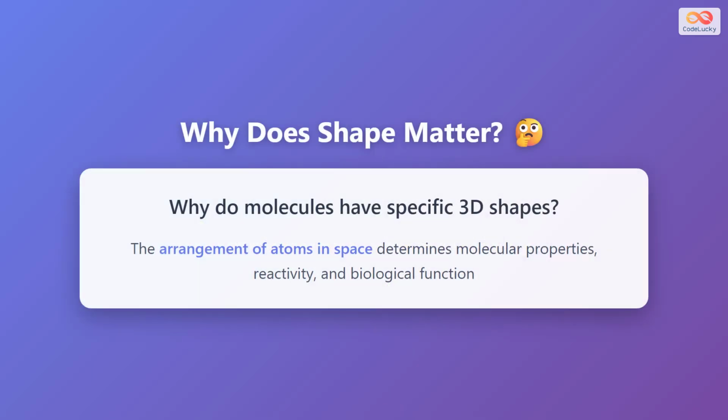You might be wondering, why does the shape of a molecule matter so much? The answer is that the arrangement of atoms in three-dimensional space determines almost everything about how a molecule behaves. The shape affects molecular properties like polarity, which influences whether a substance dissolves in water or oil. It determines reactivity, how easily a molecule will participate in chemical reactions. Most importantly, shape is critical for biological function. In living systems, molecules must fit together like lock and key, and even a slight change in shape can completely alter biological activity.